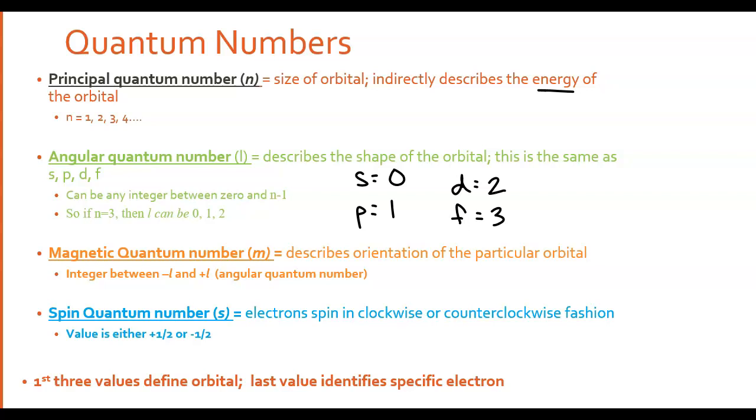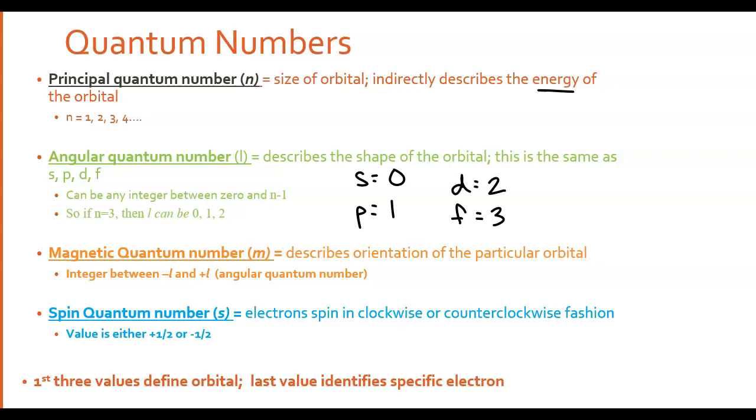The second quantum number is the angular quantum number, or L. It's going to describe the shape of the orbital. So it will be the same as S, P, D, and F. It can include anything that's 1 less than whatever n is. So if n equals 1, then it only has 0. Or if n equals 2, then it has 0 and 1. And so we look at these orbitals. So S will equal 0, P will equal 1, D will equal 2, and F will equal 3.